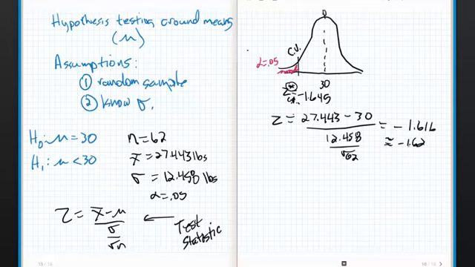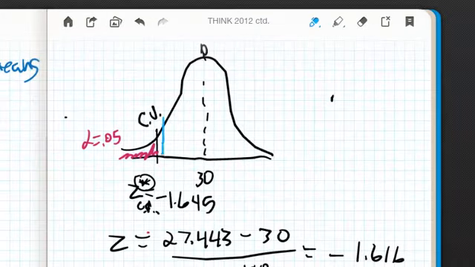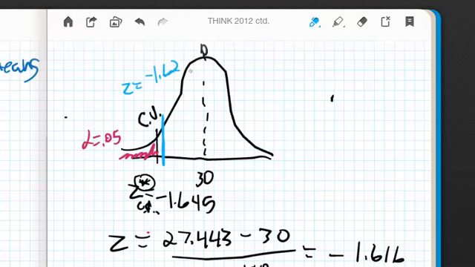Now, I'll show you why I wrote that in just a sec. So let's do this guy right here. My test statistic, let me make it blue, is negative 1.62. Notice, this is Z equals negative 1.62. Now, ask yourself, does it end up in the critical region? The critical region is defined by everything to the left of the critical value. It doesn't make it there.